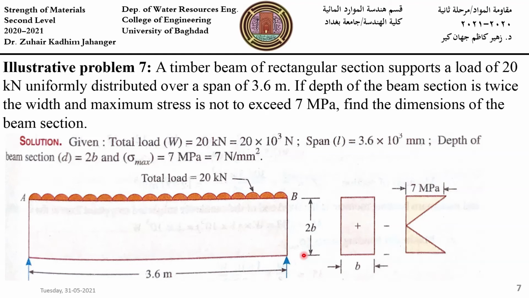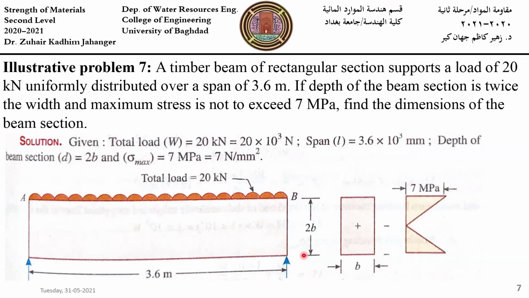Illustrative problem number 7, as shown on this slide. A timber beam of a rectangular section supports a load of 20 kN uniformly distributed over a span of 3.6 meters. If the depth of the beam section is twice the width and maximum stress is not to exceed 7 megapascal, find the dimensions of the beam section.